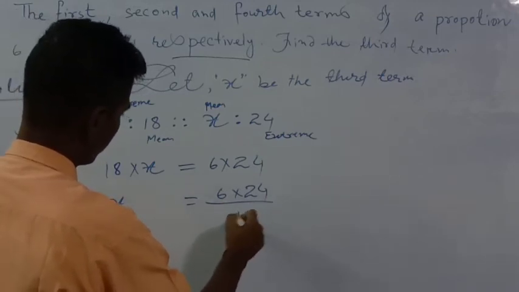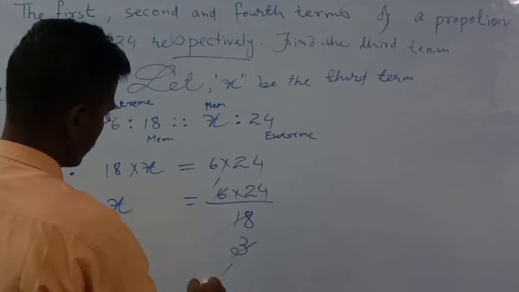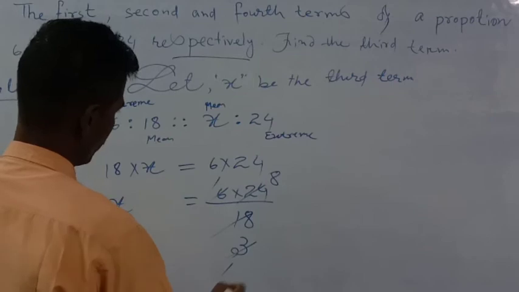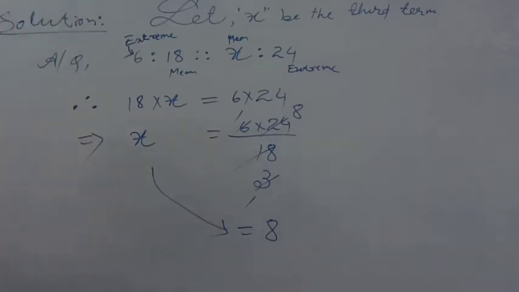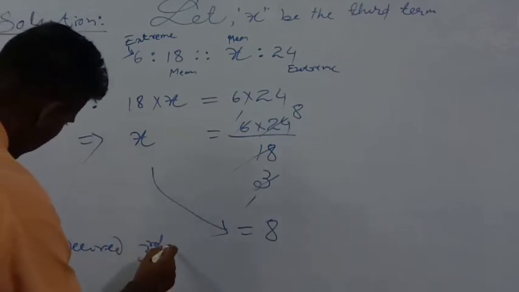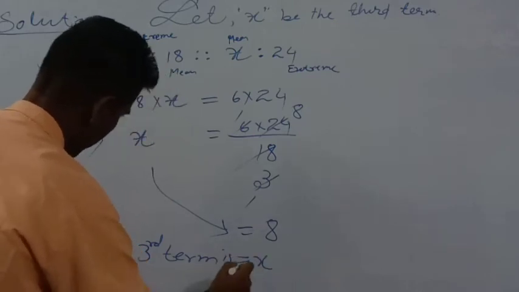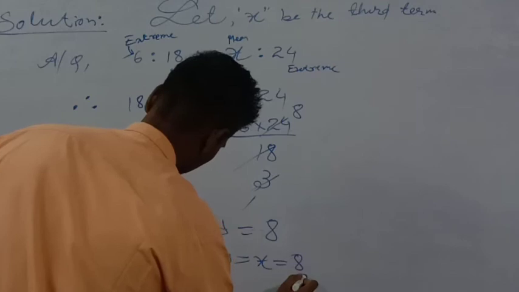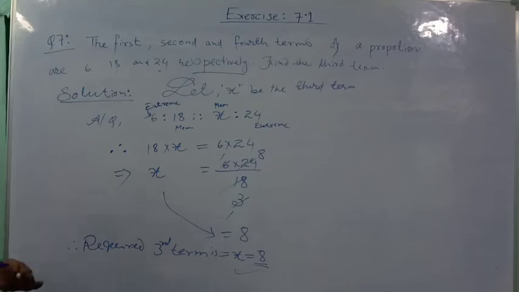Now see, 6 times 1 is 6, 6 times 3 is 18, 3 times 1 is 3, 3 times 8 is 24. What we got? We got 8. So x equals 8. Our question was to find the third term, therefore the required third term is equal to x, which is 8. This is our solution. Okay, question number 7. Are you getting me?